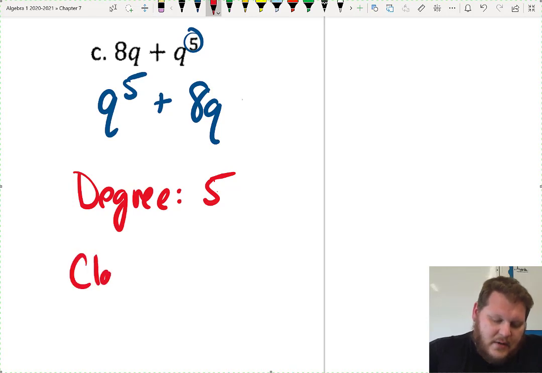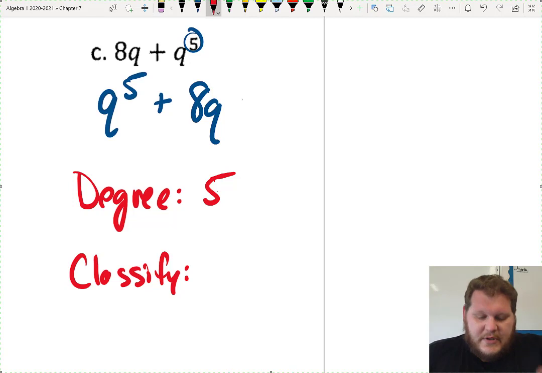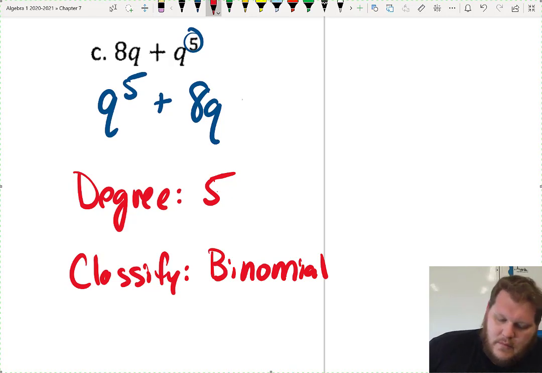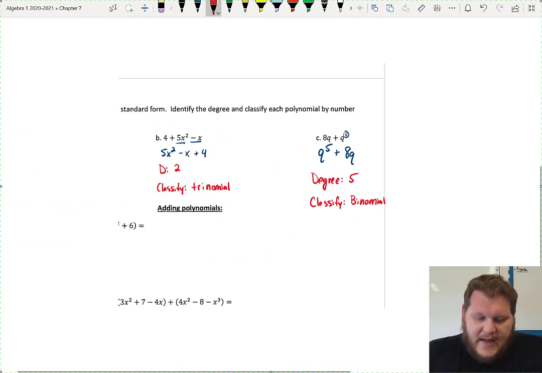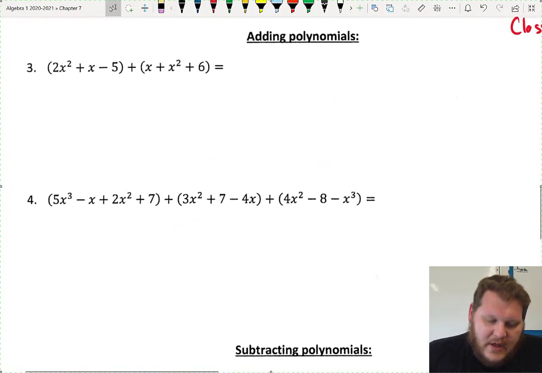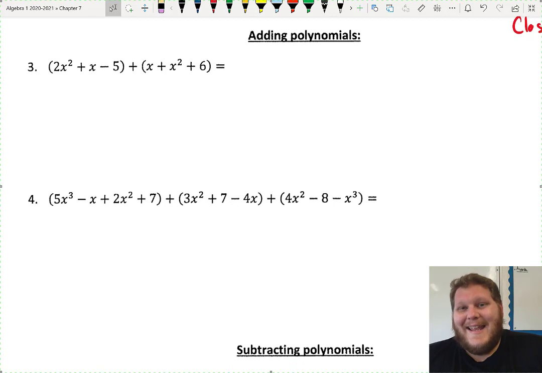And then to classify this, there are 2 terms, which would be binomial. Bicycle, 2 wheels. Binomial, 2 terms. Okay. Now getting into some operations with polynomials. So our 2 operations that we're focusing in on today are addition and subtraction. We've already done this before. It'll come back to you here.